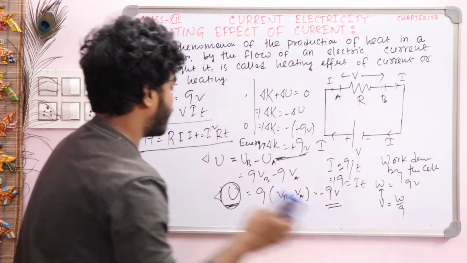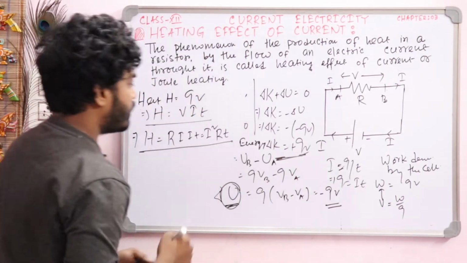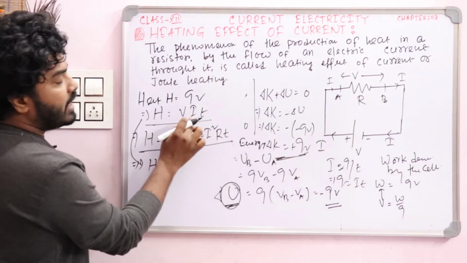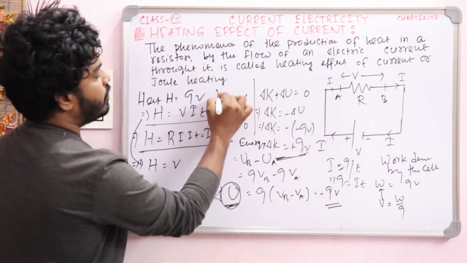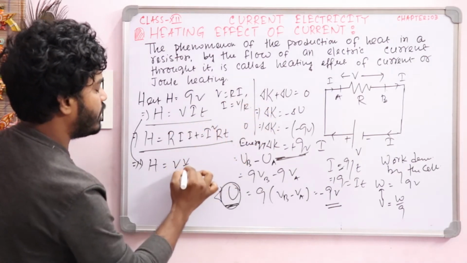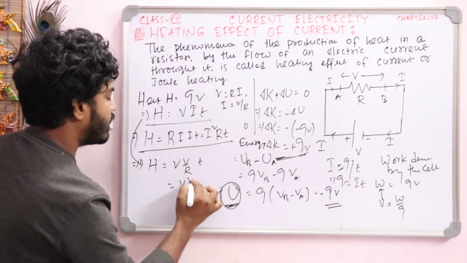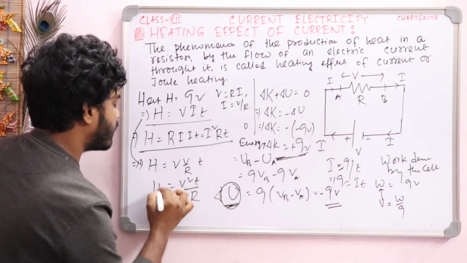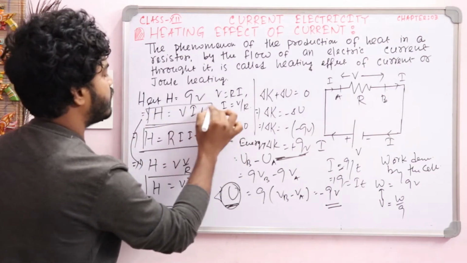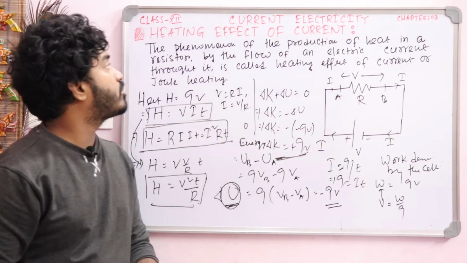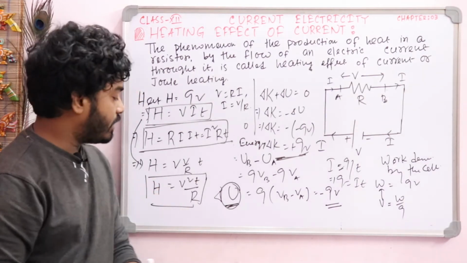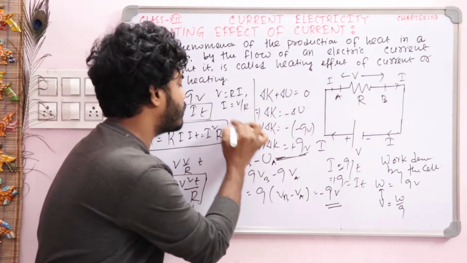Now you just consider another form. Here consider H equal to VIT. In the place of I you can write, from V equal to RI, I equal to V by R. So V by R into T. So this one becomes V square T by R. This is another expression. So this expression and this expression give Joule's law of heating, or you know this is named as the heating effect of current. And this unit obviously becomes Joule.